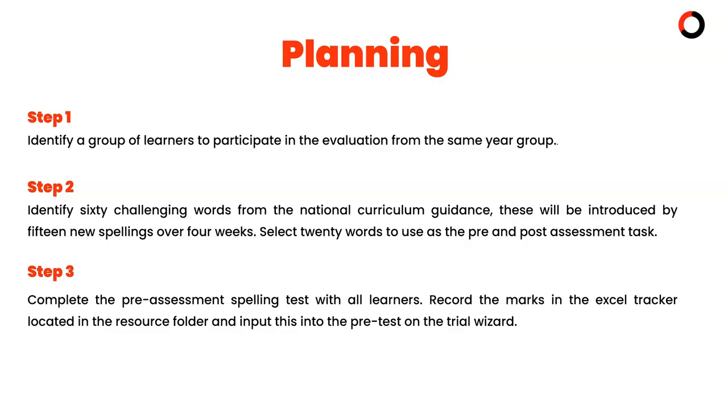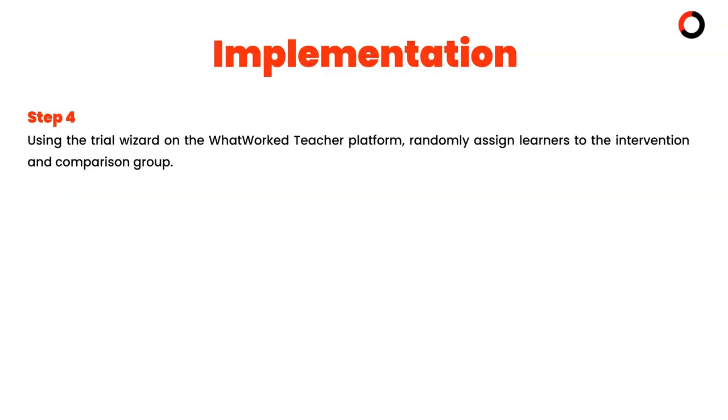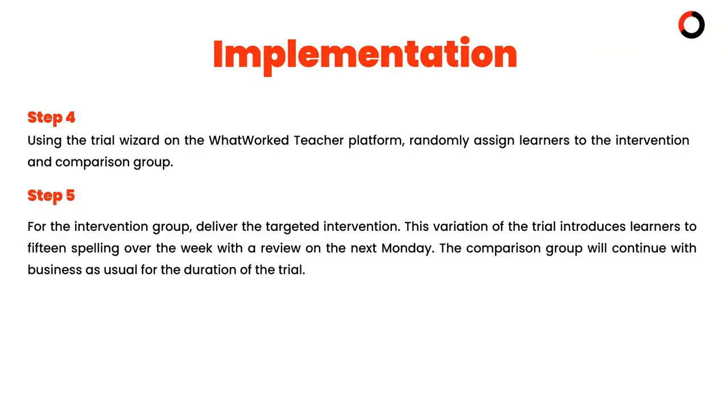Complete the pre-assessment spelling test with all learners. Record the marks in the Excel tracker located in the resource folder and input this into the pre-test on the trial wizard. Step 4. Using the trial wizard on the What Worked Teachers platform, randomly assign learners to the intervention and the comparison group. Step 5. For the intervention group, deliver the targeted intervention.